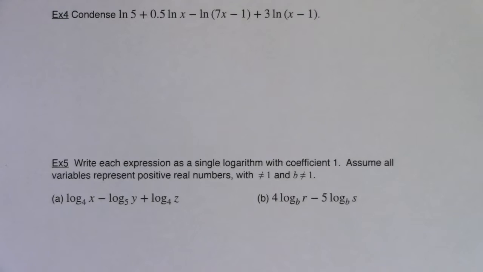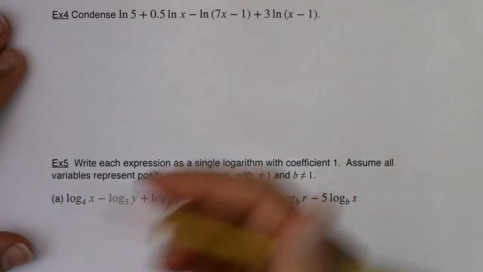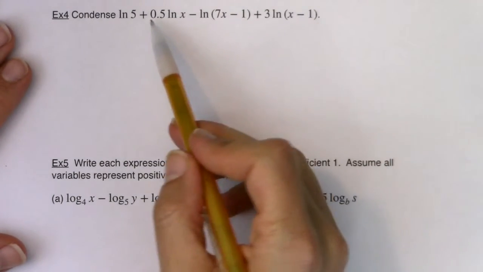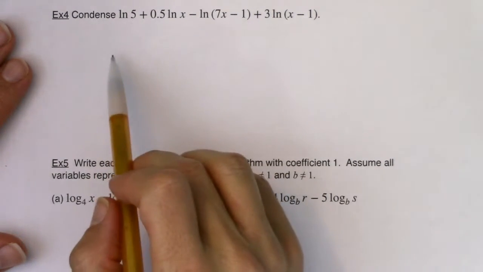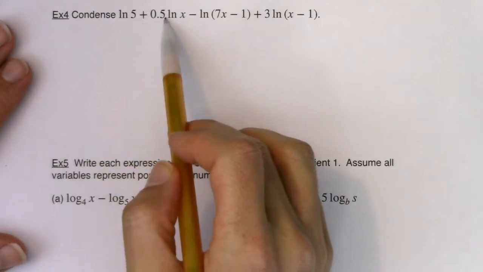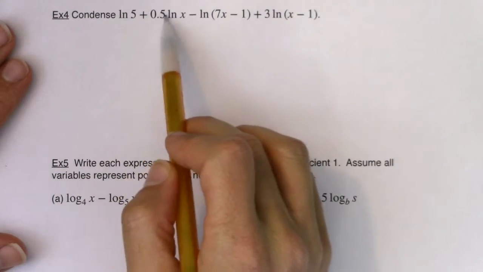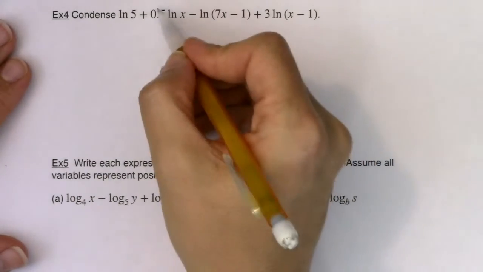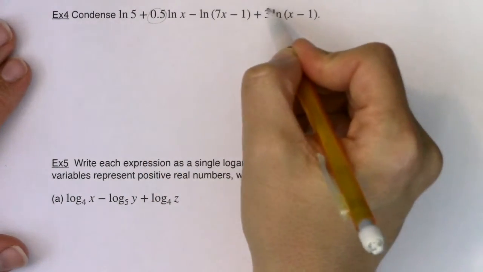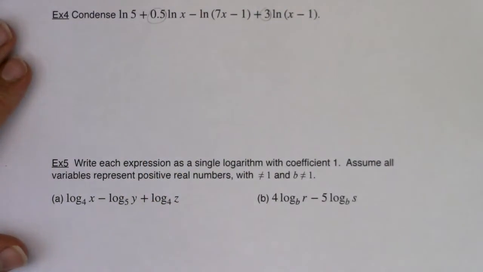Math 31, welcome to example 4. We're going to do the same type of thing we did in example 3. We're going to simplify this into one single logarithm, or condense it. Now before I start adding these logarithms using the product property or the quotient property, I have to handle the fact that I've got these coefficients in front of these terms first.